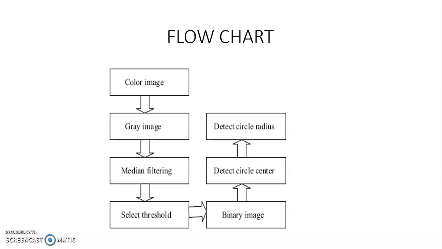First, we'll be considering an image that is a color image. Then we'll be converting it into a grayscale image so that we can distinguish it from the background. The circular objects can be distinguished easily if the background and the circular objects are different in color. After that, we'll be converting it into a binary image for the detection of the centers. Once we get the center, getting the radius is an easy task.